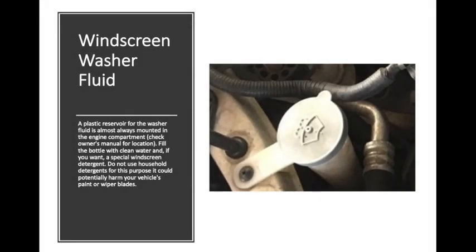Windscreen washer fluid. A plastic reservoir for the washer fluid is almost always mounted in the engine compartment. Check your owner's manual for location. Fill the bottle with clean water and, if you want, a special windscreen detergent. Do not use household detergents for this purpose. It could potentially harm your vehicle's paint or wiper blades.